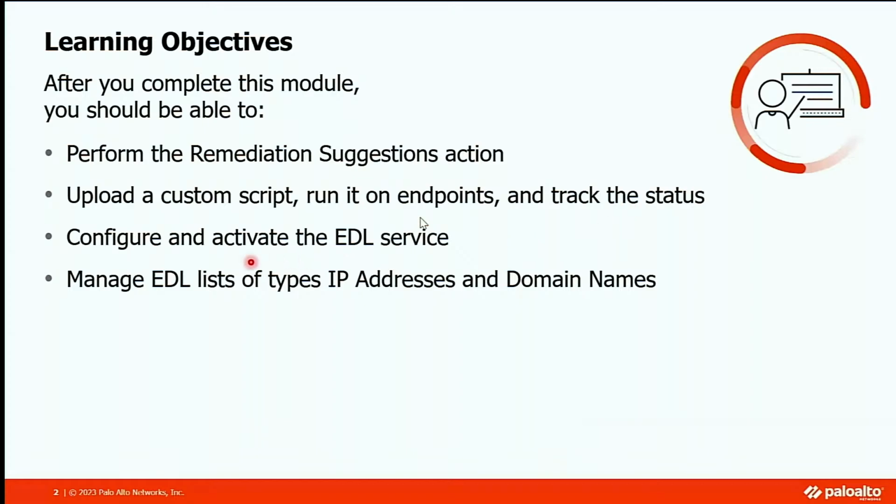We'll know how to configure and activate the EDL service. Very simple to activate it. It's a one-time job. And then how we manage the entries on the external dynamic list, those bad IP addresses and bad domain names we want our firewalls to block access to by retrieving that EDL list from Cortex XDR. Maybe every 5 minutes, every half an hour, they can be configured to pull the EDL, retrieve it.